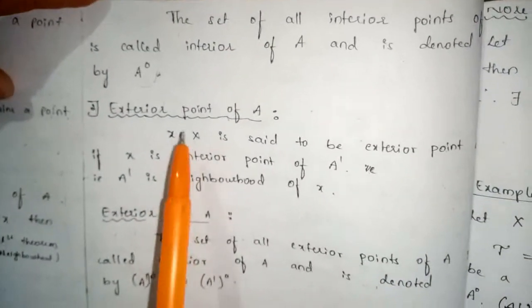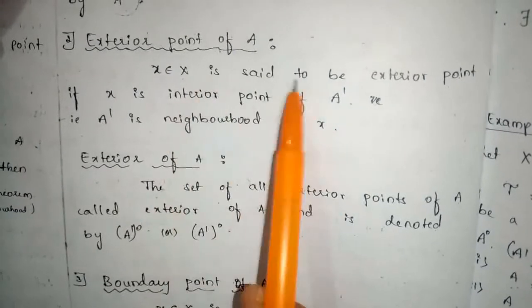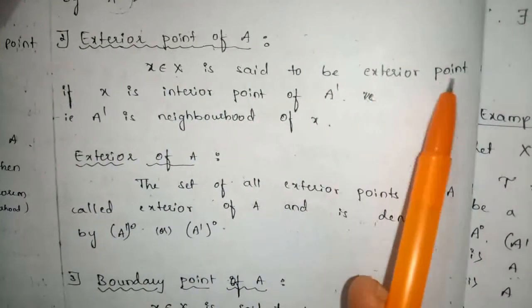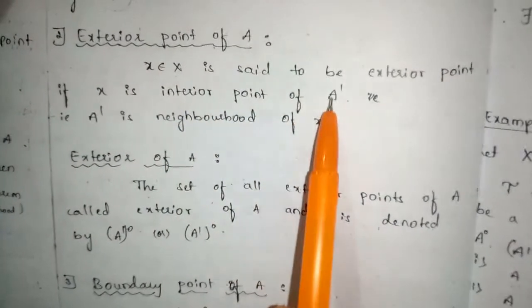Next we define the exterior point of A. X belongs to X is said to be an exterior point if X is an interior point of A complement. That is, A dash is a neighborhood of X.